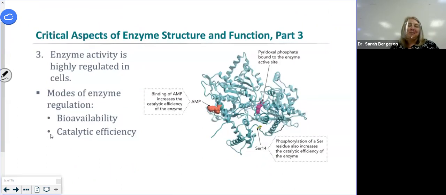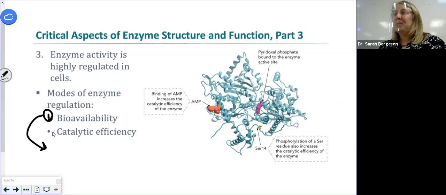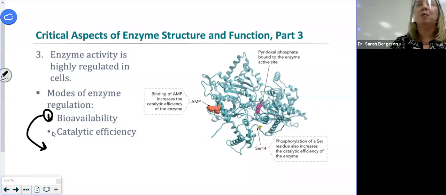Okay, so if we're going to have enzymes that can do these things inside of the cell, right, we're going to need to very, very, very highly regulate them. And there are a couple of different ways that we can regulate enzyme activity. One of them is just bioavailability. So how could the cell regulate bioavailability? There's more than one way. What do I mean by bioavailability? I mean the number of enzymes present that can do the job.